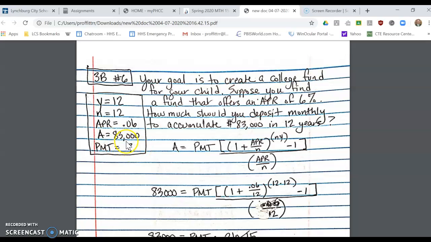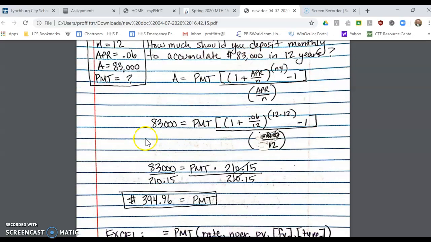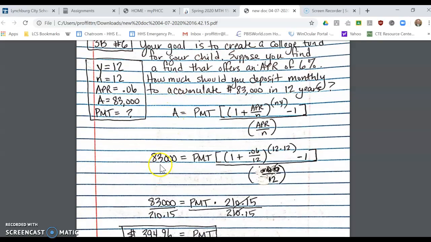This one's a little tricky because you're going to have to do a little algebra, but it's not that big of a deal. What you do is you're going to put for the amount you want in your account, that's going to be the 83,000 equals the payment we don't know, so I'll just leave that as payment. And then we'll fill in the rest of the formula with our variables. Now, if you're doing this in your calculator, be very careful with your parentheses. So you've got the 1 plus the APR, 0.06 divided by 12, close parentheses, and the power is 12 times the number of years, which is 12.